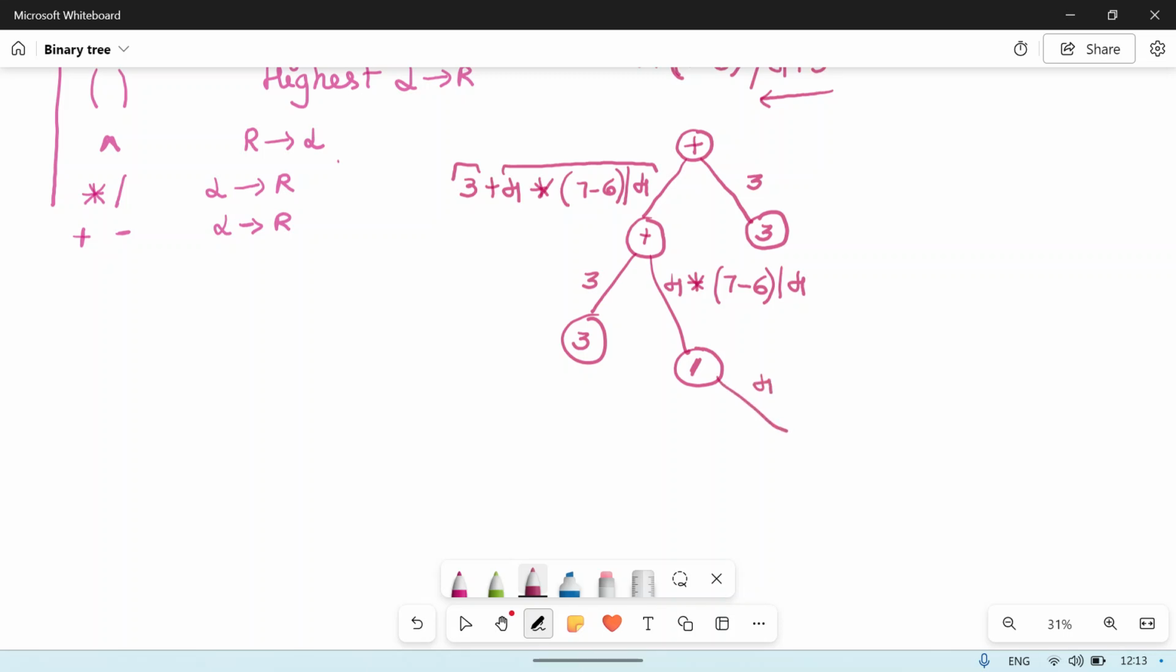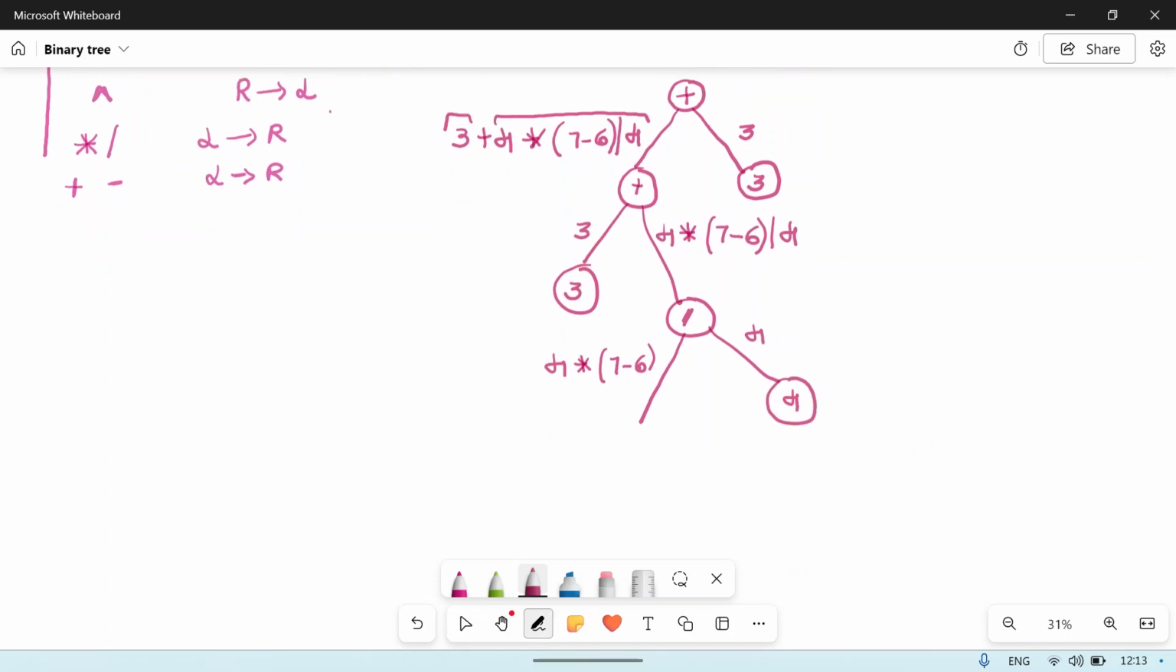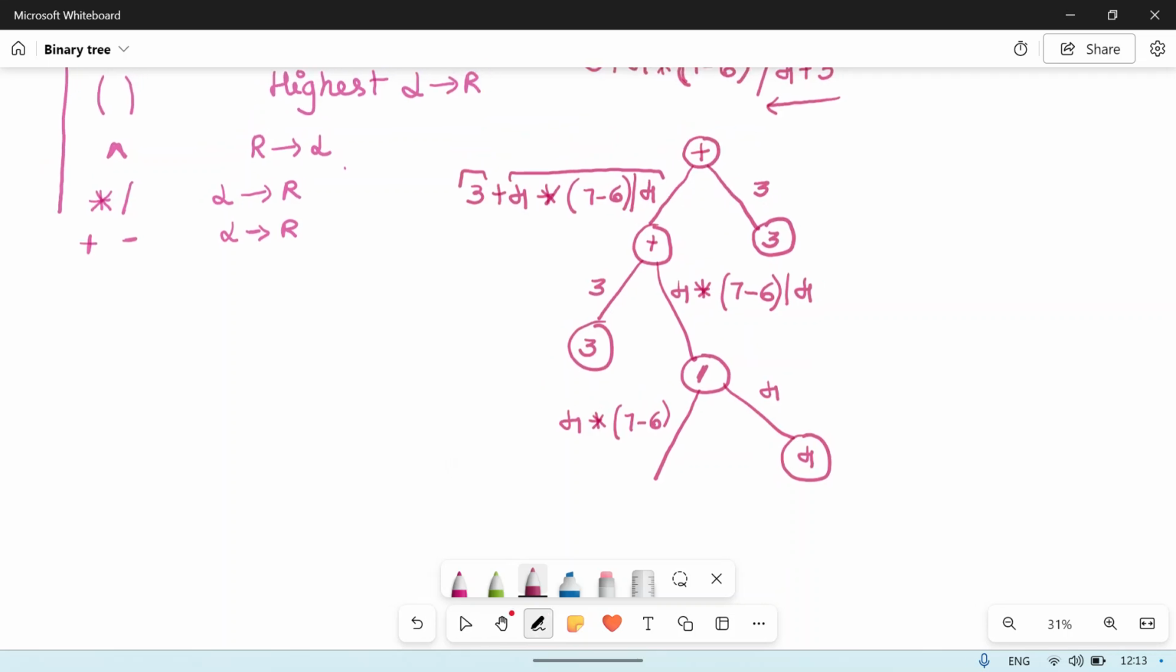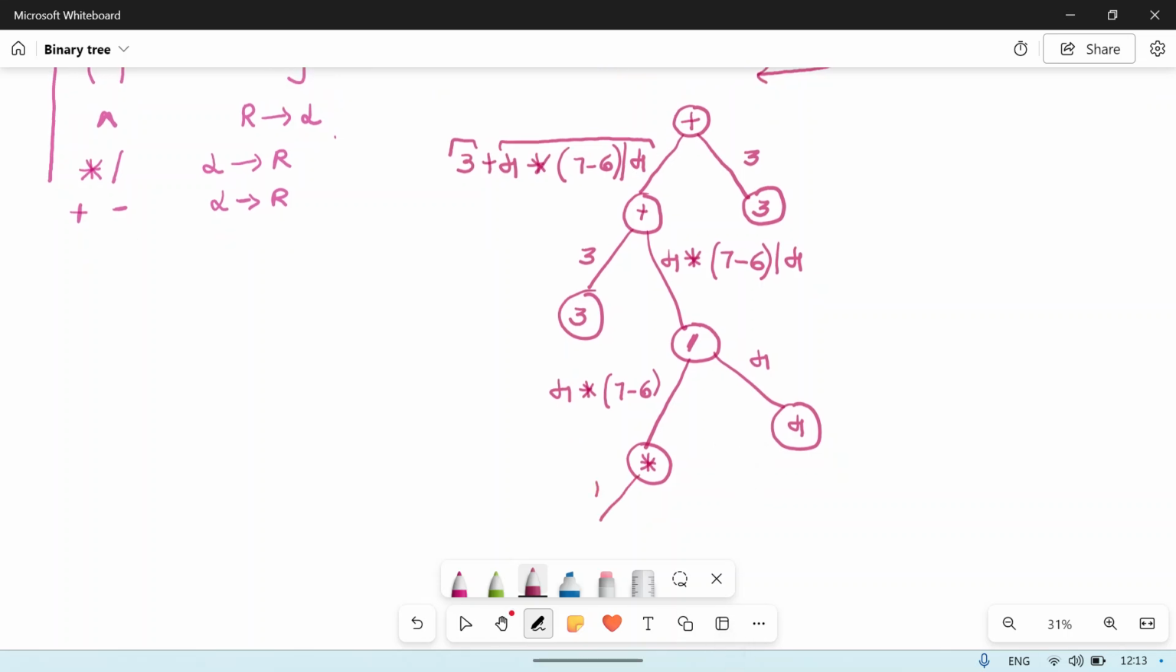It is 4. What comes towards the left? It is 4 star 7 minus 6. So 4 will come here. Next, the lowest precedence. So if you look here, there is a bracket, there is minus, and there is multiplication. So multiplication will come next. Okay. So multiplication is the next least. So on the right side you have 7 minus 6.